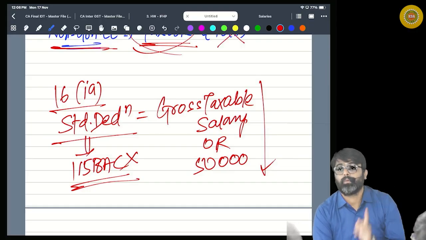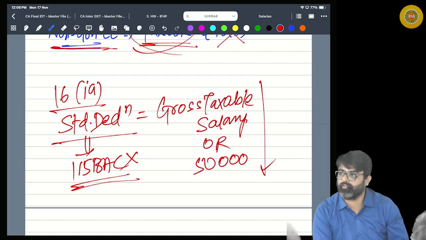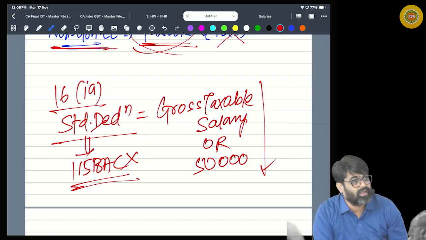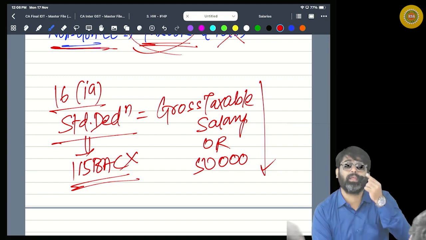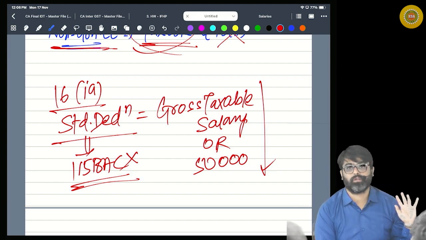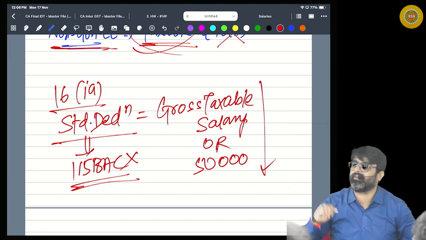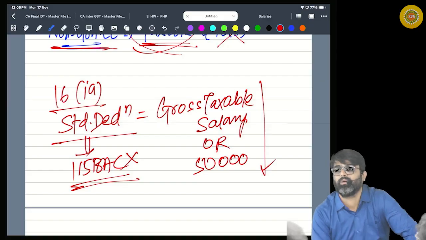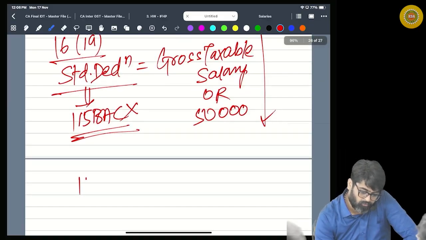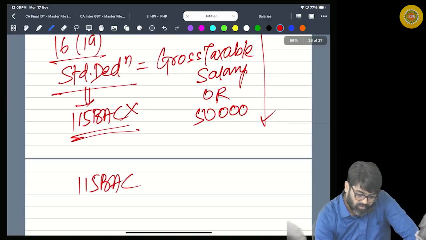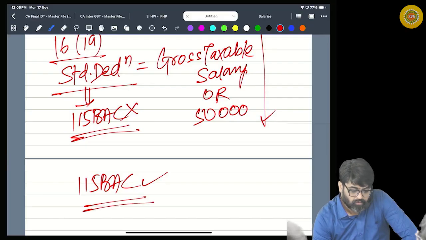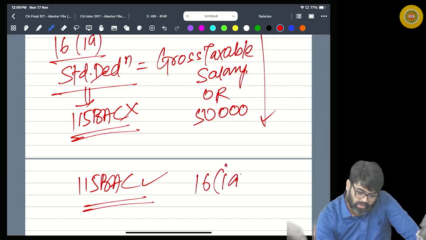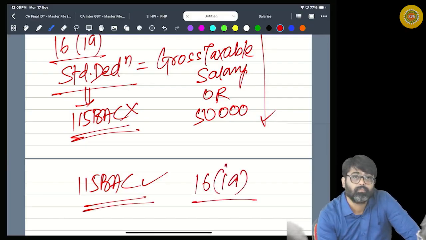Yes or no? But what if your gross taxable salary was only 35,000? Then the standard deduction will not be 50,000. It will be equal to the amount of your gross taxable salary, which is less than 50,000. Yes or no? But if you follow 115BAC, will you get the 16 clause 1A deduction?